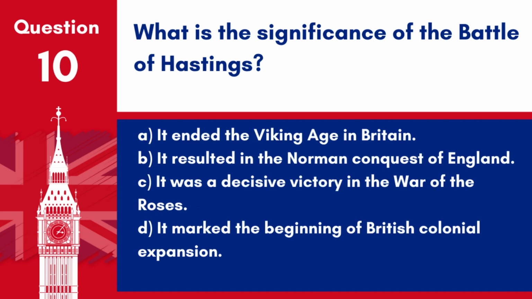Question 10. What is the significance of the Battle of Hastings? A. It ended the Viking Age in Britain. B. It resulted in the Norman conquest of England. C. It was a decisive victory in the War of the Roses. D. It marked the beginning of British colonial expansion. Answer. B. It resulted in the Norman conquest of England. The Battle of Hastings in 1066 was a pivotal moment that led to Norman control of England.